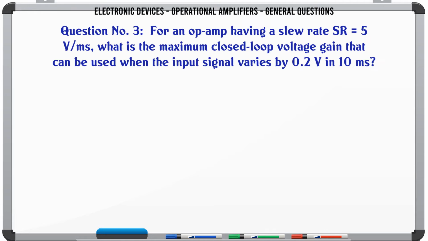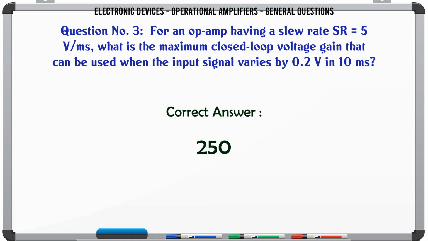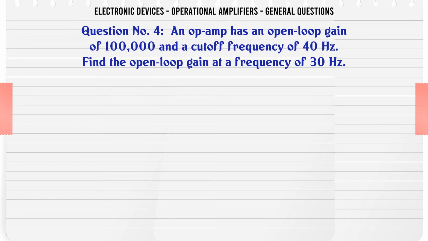For an op-amp having a slew rate SR = 5 V/ms, what is the maximum closed-loop voltage gain that can be used when the input signal varies by 0.2 V in 10 ms? A. 150. B. 200. C. 250. D. 300. The correct answer is 250.